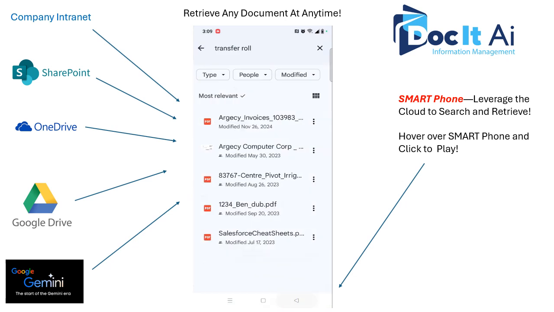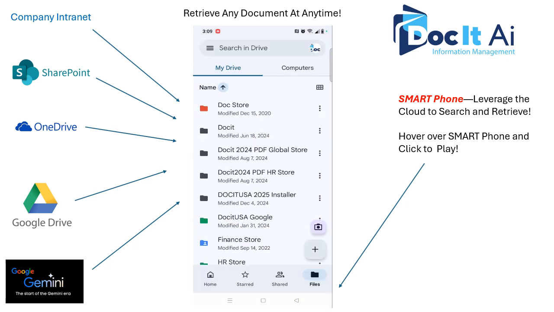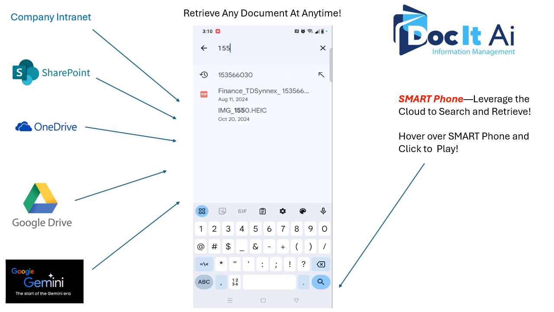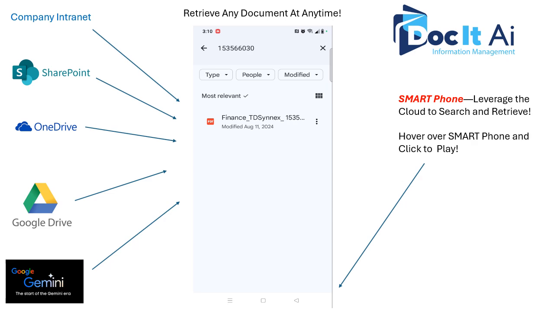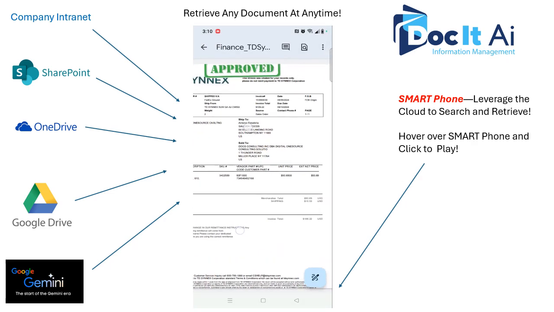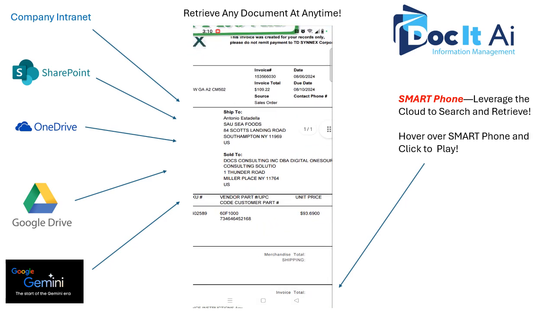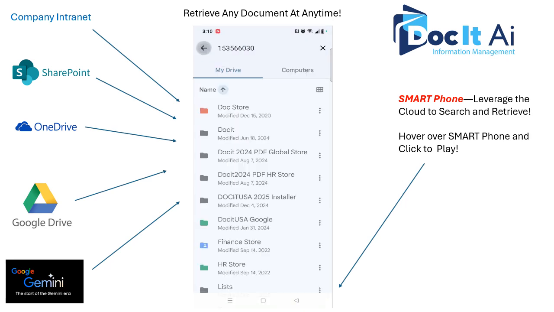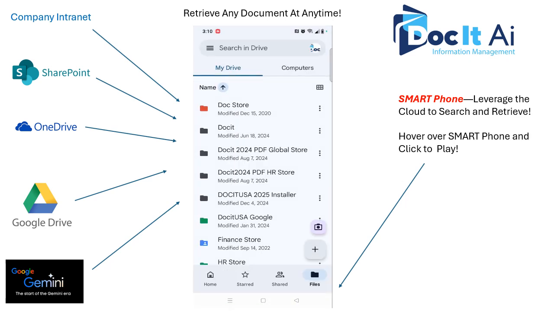So if we go back now, if you were searching, I don't know, let's come up with a number. Let's say we were looking for an invoice number, and it was 155. I think I passed it already, 35. There we go. You can see how fast on your phone you're able to find that invoice, and you can see right here the invoice number is 153566030. This is all from your mobile phone, searching all your documents.